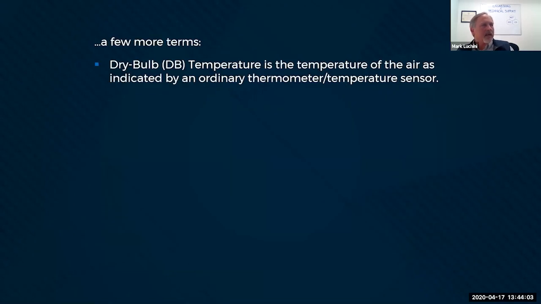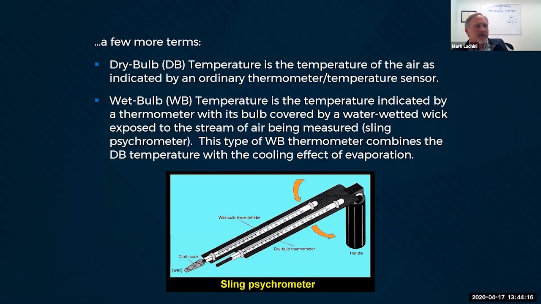A couple more terms we're going to get into. Dry bulb temperature. Dry bulb is the temperature of the air that you measure with a standard thermometer. Again, it's basically that sensible temperature. Wet bulb, on the other hand, is a temperature indicated by a thermometer when you have a water wetted wick on the end, on the bulb, and you put that bulb in that stream of air. So the image up below is of a sling psychrometer.